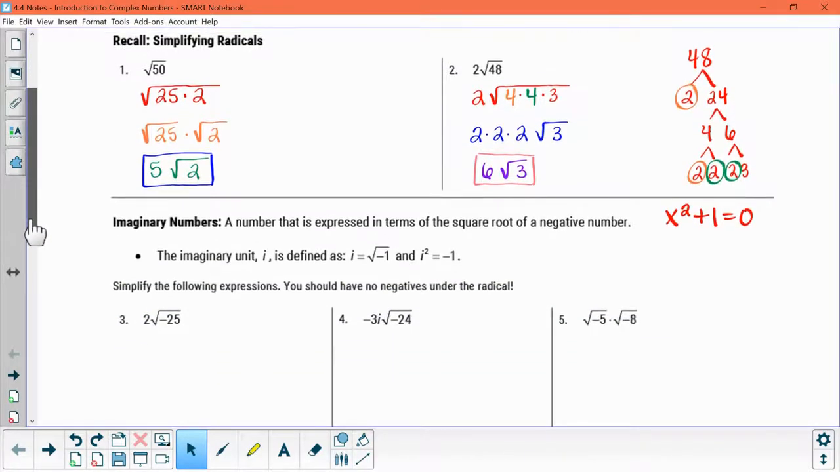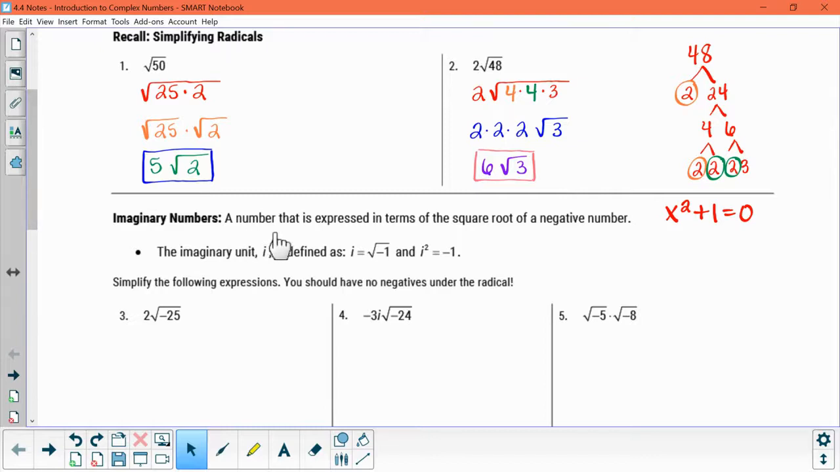Well, first question, what is an imaginary number? It's a number that is expressed in terms of the square root of a negative number. So previously, if I had a problem like x squared plus 1 equals 0, and I subtracted 1 from both sides, we would stop when I got to the point where I was taking the square root of both sides, because we would say, well, I can't take the square root of a negative number. However, now that we are in complex numbers, we can talk about this in terms of it being imaginary.